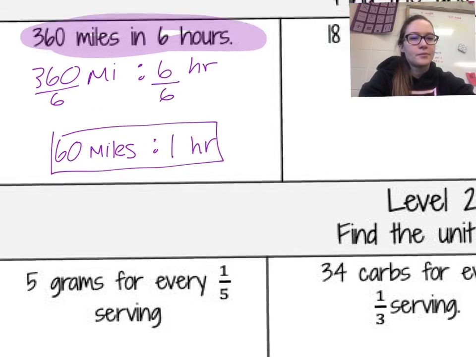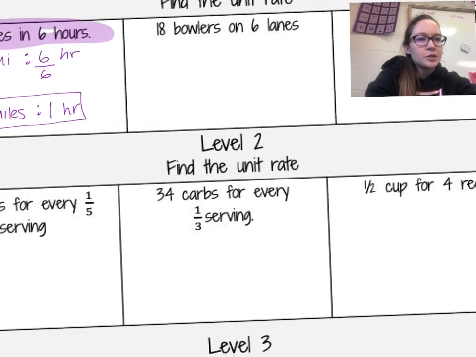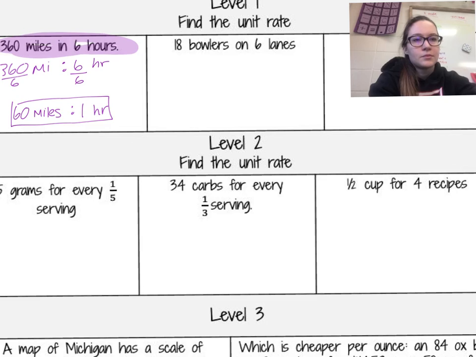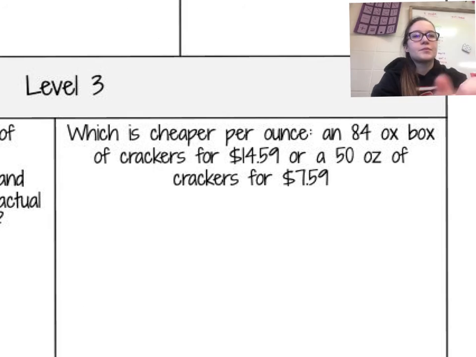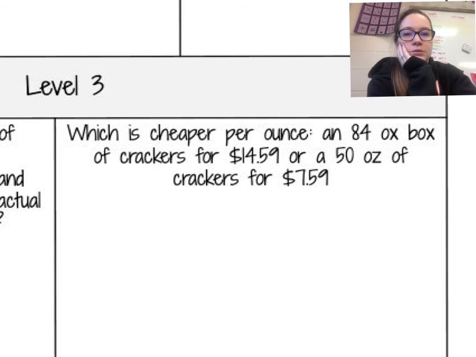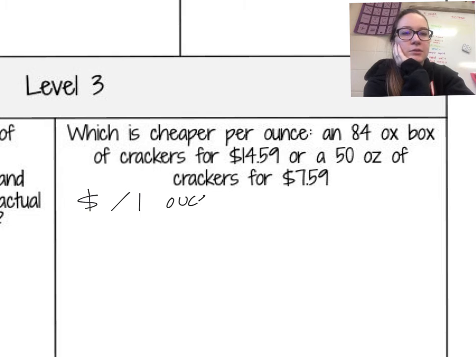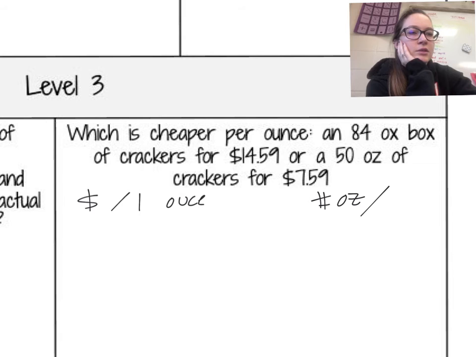Let me show you Level 3, the last example. Okay, I'll start you on 1. Let's do 2 kinds. Let's do one where we find the price for 1 ounce, and then one where we do the number of ounces for $1. Okay?